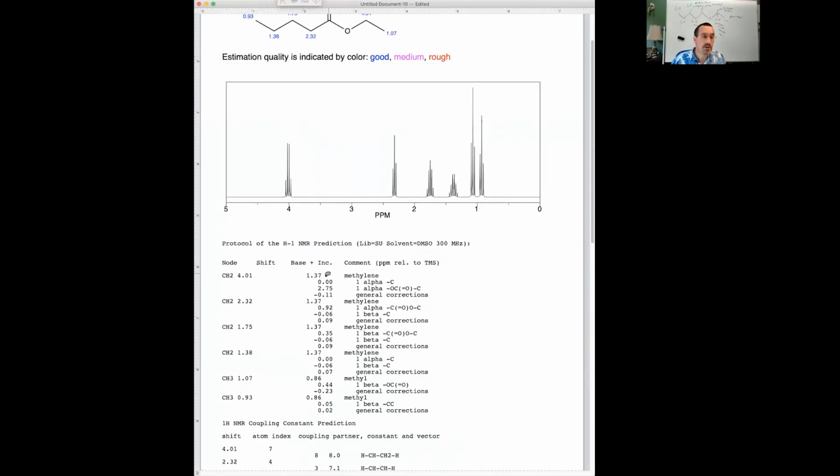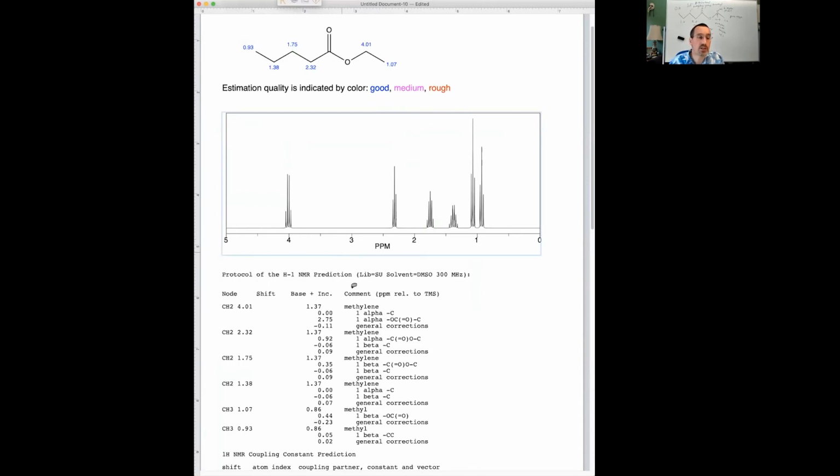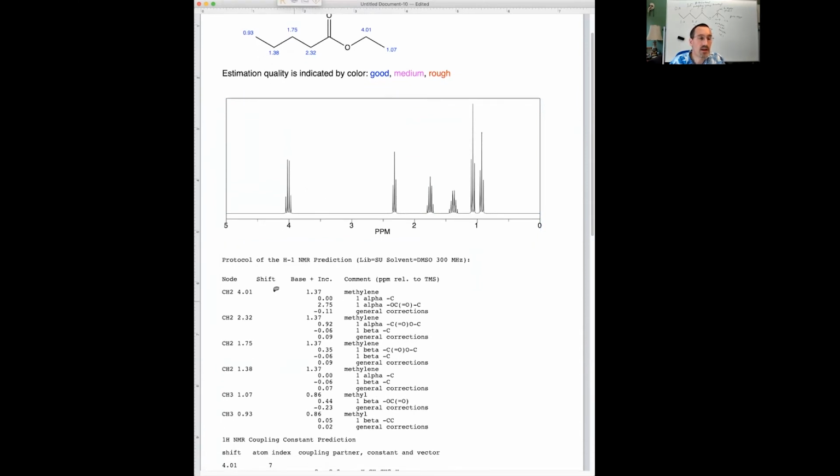All right. So you notice, for example, on the methylene, let's start with the methylene at 1.75. It says, oh, it's a methylene. We'll call that 1.37. It's beta to a carbonyl. We'll add on 0.35, and then it makes a couple of other corrections for that. And that's very, very useful.